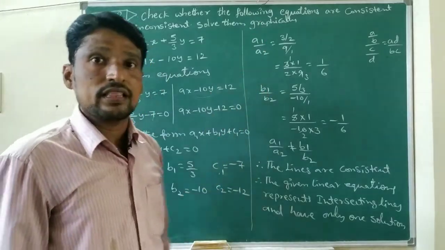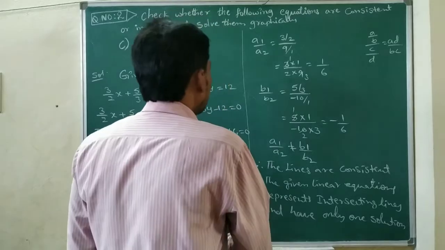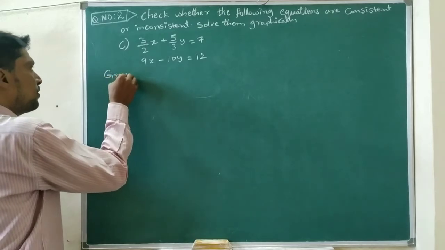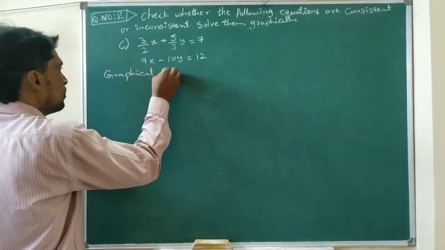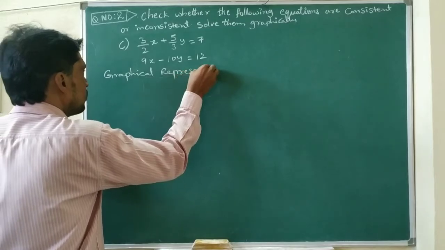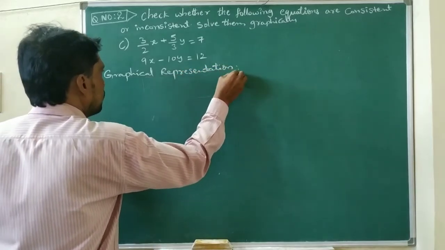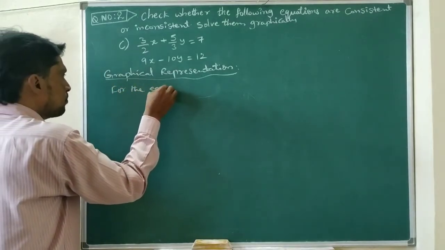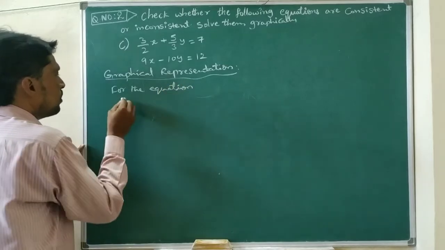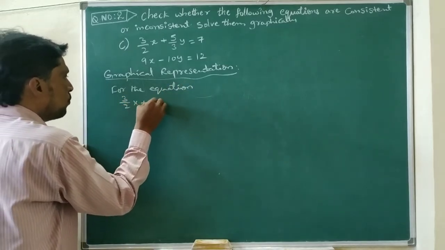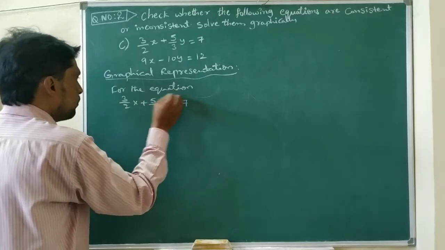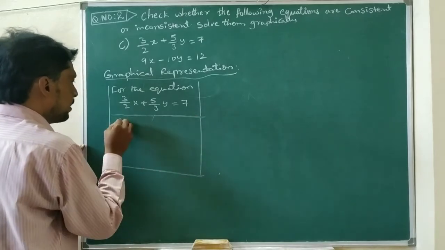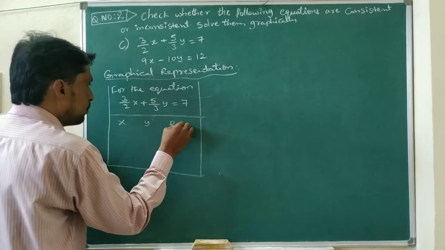Now we need to show this one in the graphical method also. So, graphical representation. Now for the equation 3 by 2x plus 5 by 3y equal to 7, for this one we need to take x values, y values and pairs we have to take.